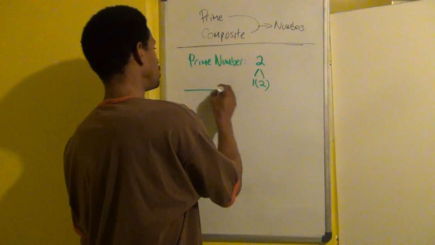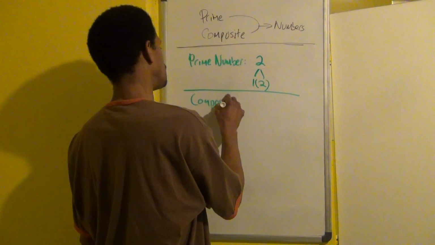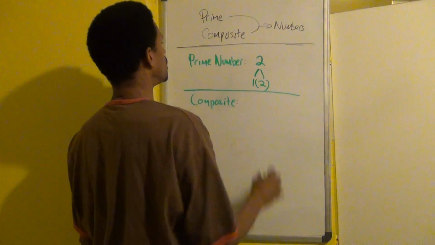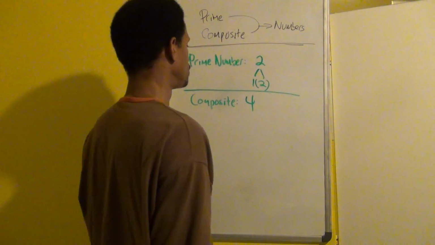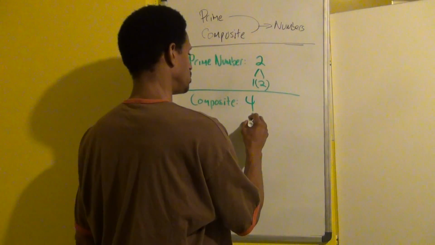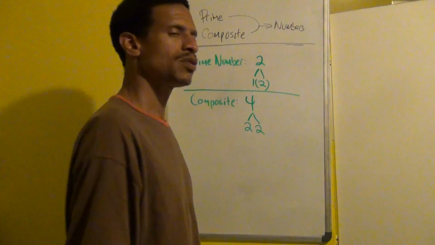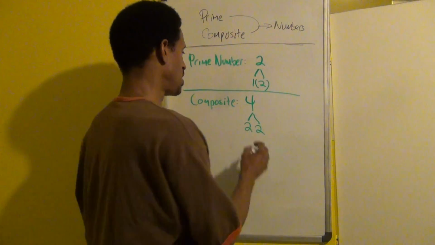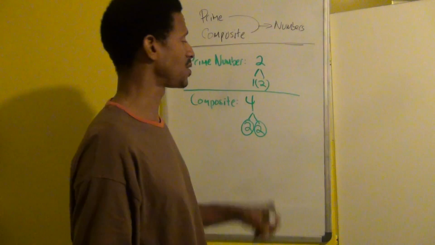So let's talk about composite numbers. Let me give you an example of a composite number, 4. Let's talk about why this is a composite number. The reason why it's a composite number is because it has more than two factors.